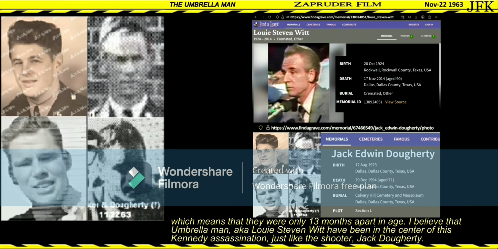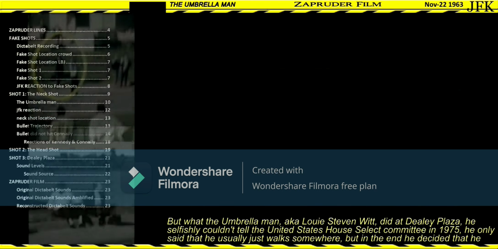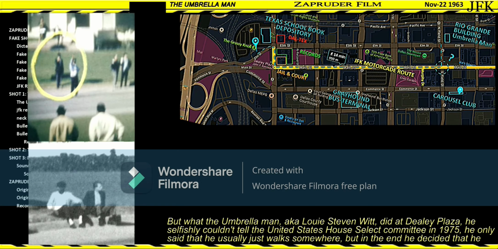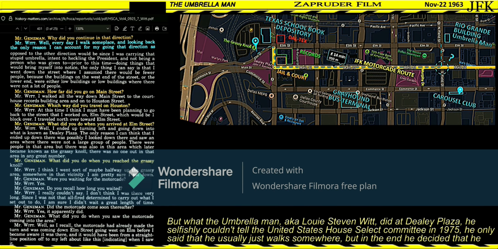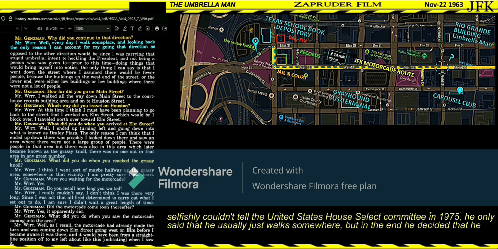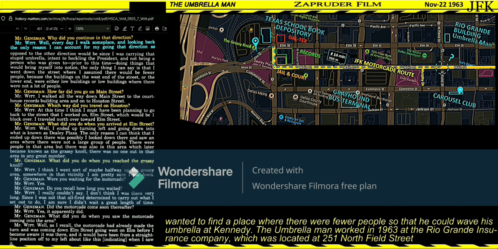But what the Umbrella Man, aka Louis Stephen Witt, did at Dealey Plaza, he selfishly couldn't tell the United States House Select Committee in 1975. He only said that he usually just walks somewhere, but in the end he decided that he wanted to find a place where there were fewer people so that he could wave his umbrella at Kennedy.